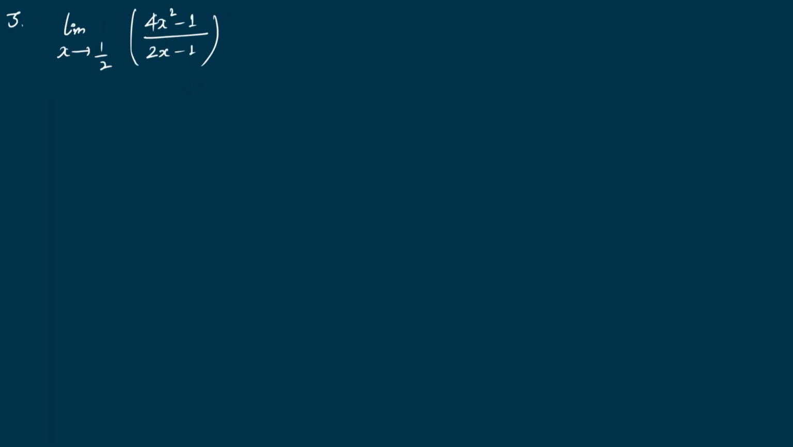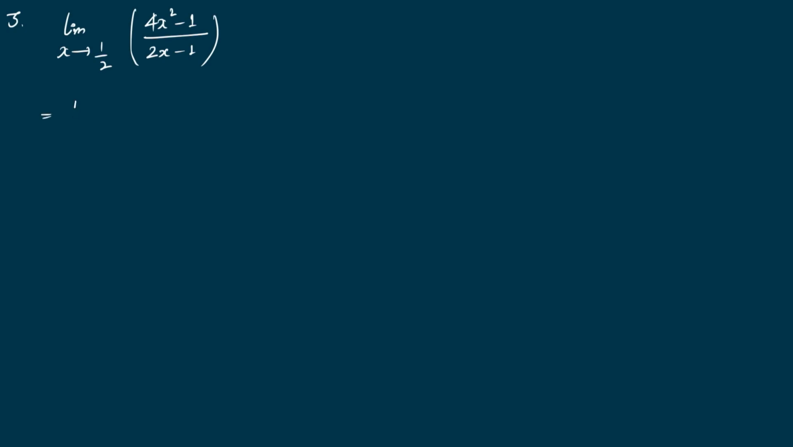Next, limit x tends to 1 by 2, 4x squared minus 1 divided by 2x minus 1. Now here also, if I try to put the value of x as 1 by 2, then we will get 1 minus 1 as 0 in the denominator, and in the numerator also you will get a 0. So we cannot put directly the value of x, so we will try to factorize the numerator here.